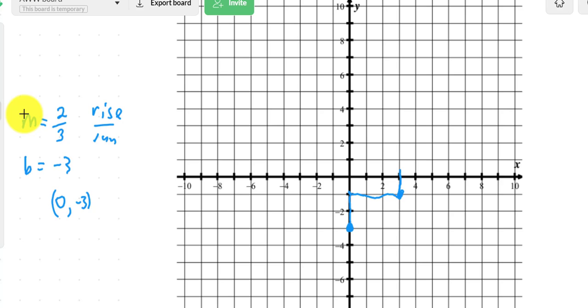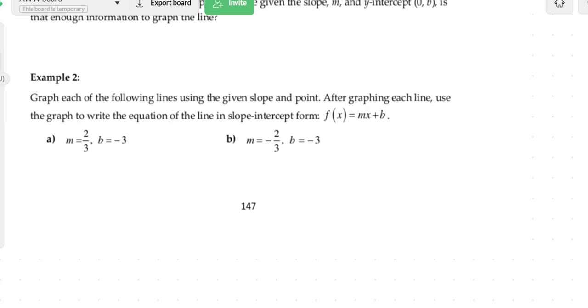Up 2, 1, 2 over 3, 1, 2, 3. There's a point. And then we connect the dots and we should be good to go. Boom. There's our line. Okay? Okay, so that was example 2A. So the slope was +2/3 and the y-intercept was -3.